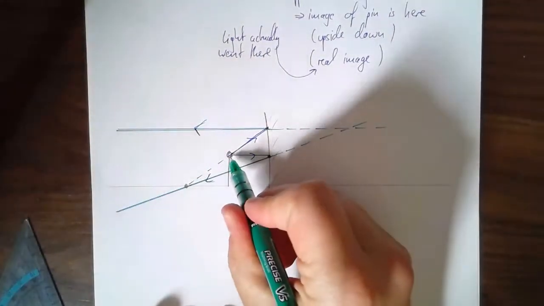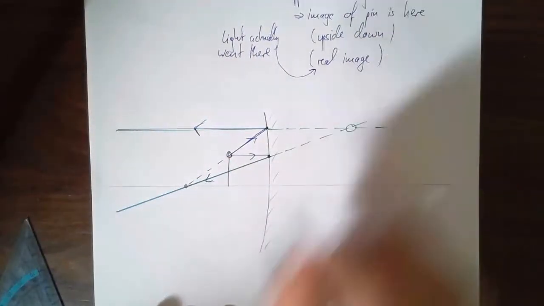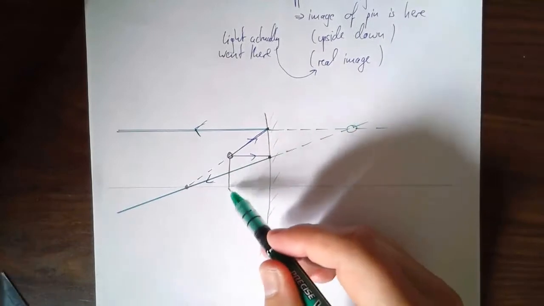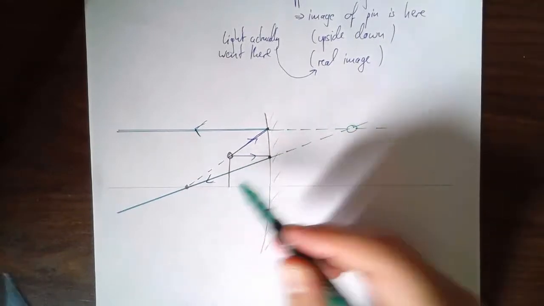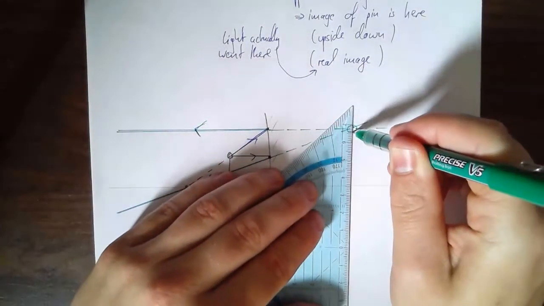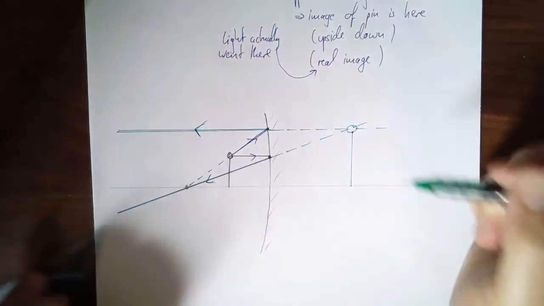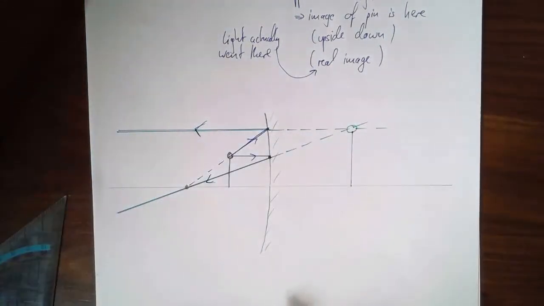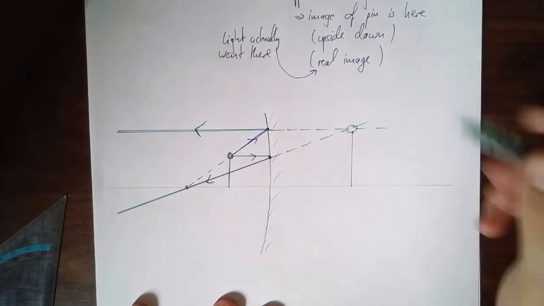Right. So the image of the pinhead is right here. And then if you do the same procedure with another part of the pin, you actually construct the pin to look like this. Right. So the image here is upright.